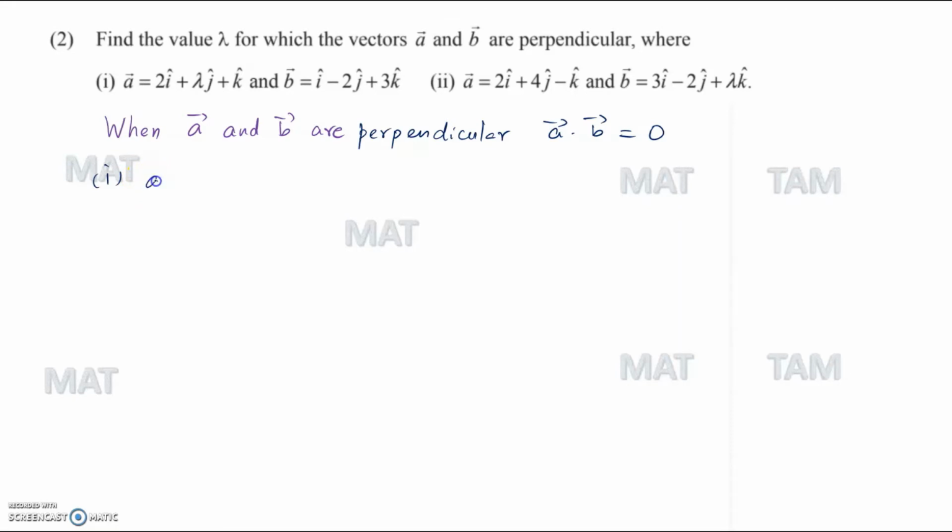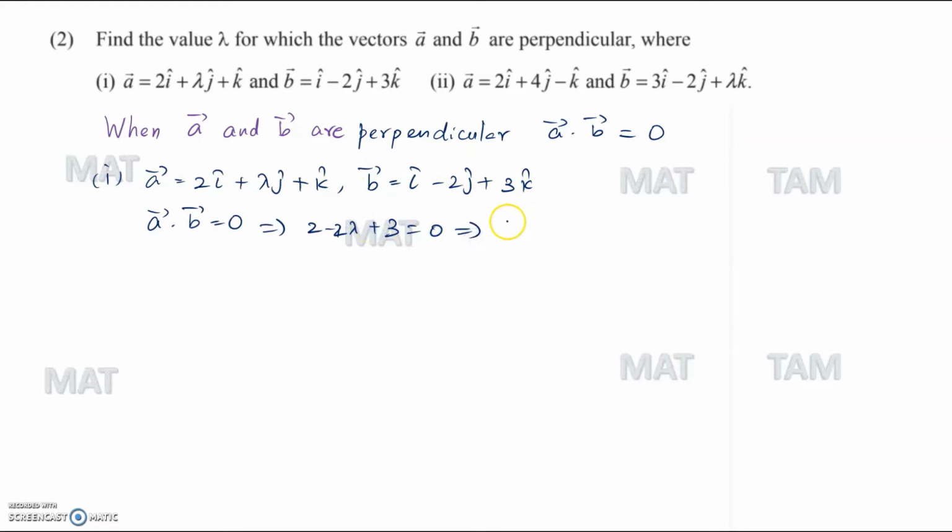We are given here vector A is equal to 2 i cap plus lambda j cap plus k cap, and vector B as i cap minus 2 j cap plus 3 k cap. So here our A vector dot product with B vector is equal to 0, which implies, let's find A dot product with B, which is 2 times 1 will be 2 minus 2 times lambda plus 3 is equal to 0, which implies our 2 lambda is equal to 5. That means our lambda is equal to 5 by 2.